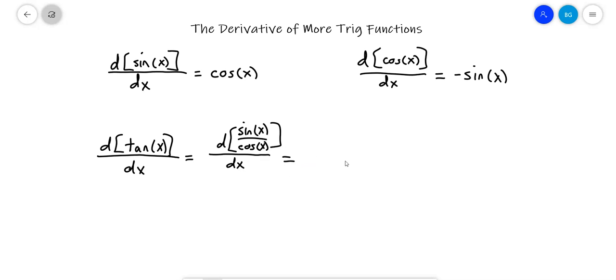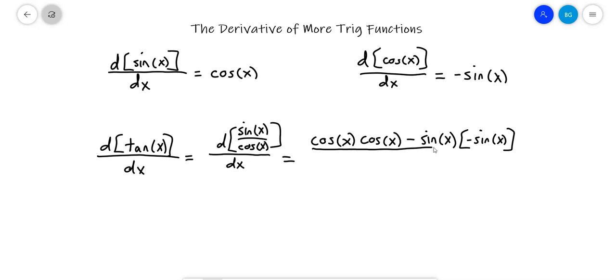So let's do it. Remember, our quotient rule is low d high minus high d low, all over the square of what's below. The derivative of the numerator is cosine, right? The derivative of sine is cosine. So there's low d high, minus high d low. Now the derivative of cosine is negative sine, all over the square of what's below, so that's all over cosine x squared. Maybe I'll put some brackets there.